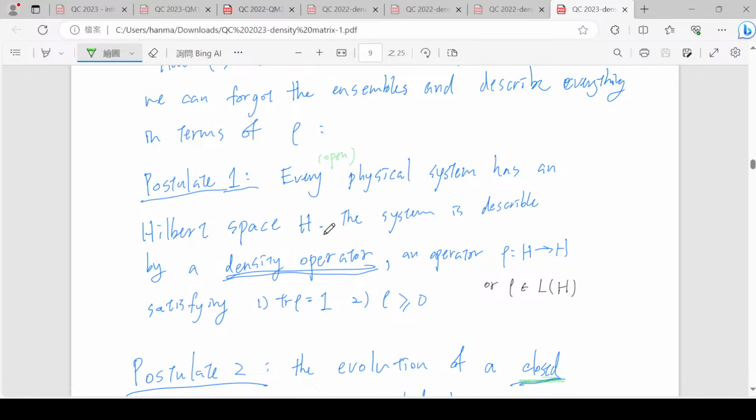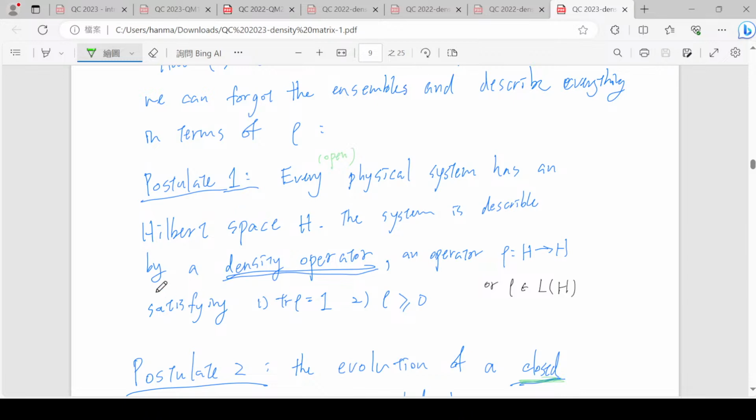And the system is described by a density operator. So this rho, density operator or density matrix, is an operator. I call it an operator because it maps from H to H. This basically just means it's a square matrix. If H has dimension d, this will be a d by d matrix. That's why it's called an operator, because it maps vectors from H into vectors from H.